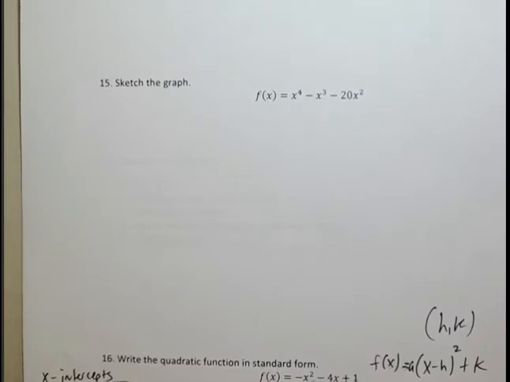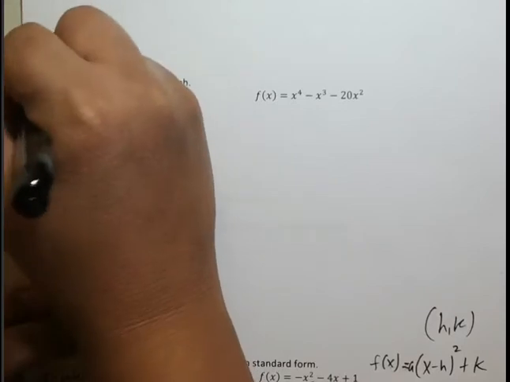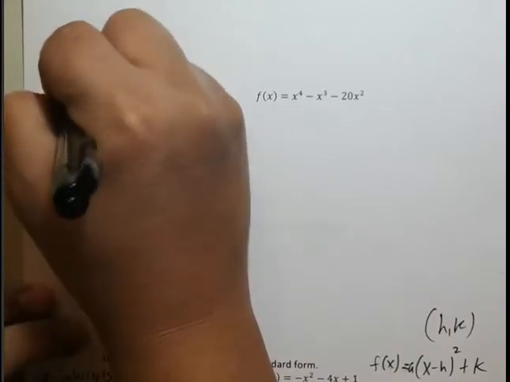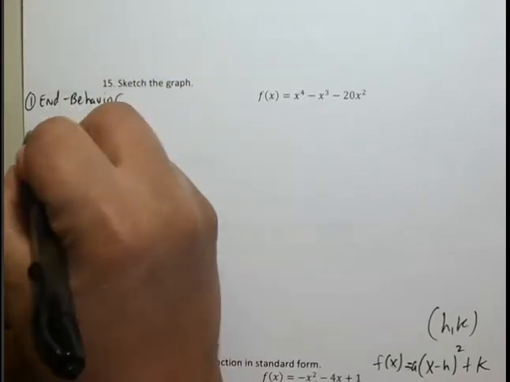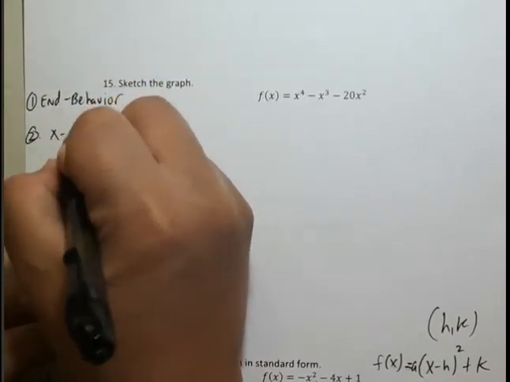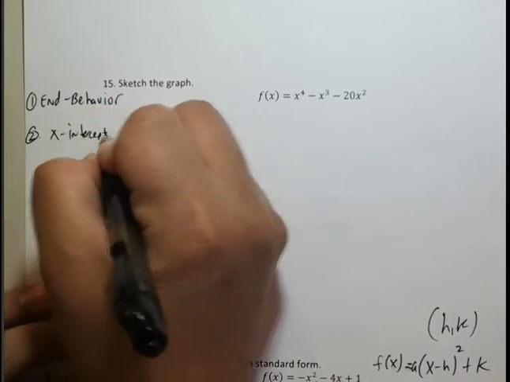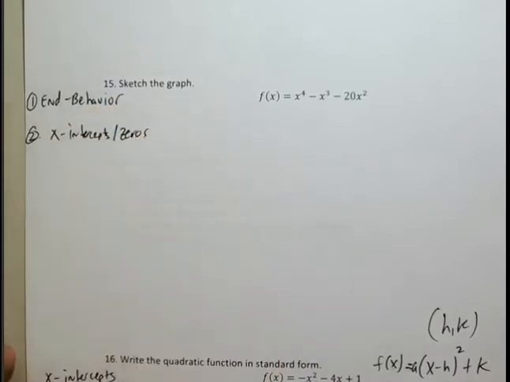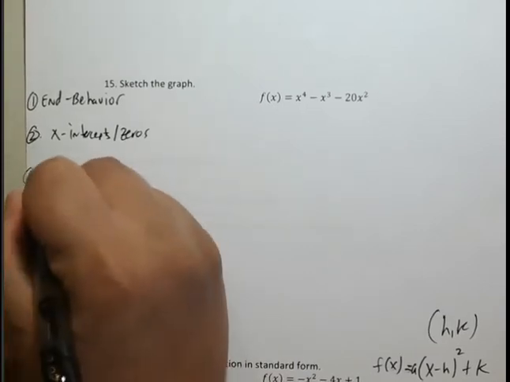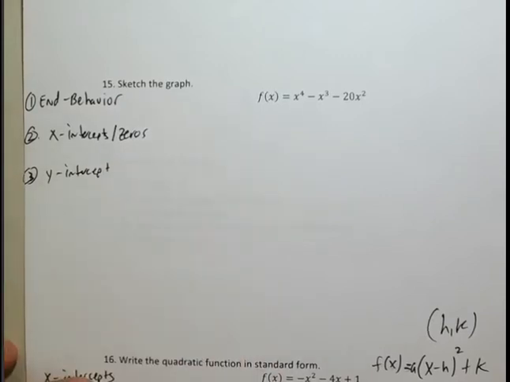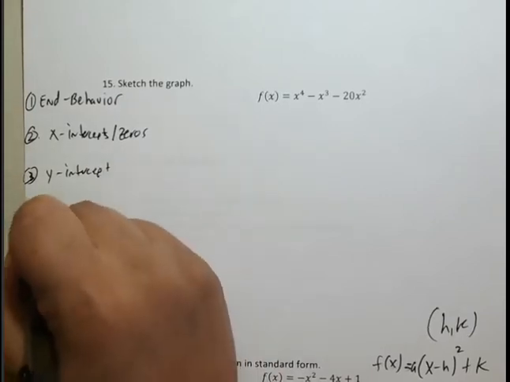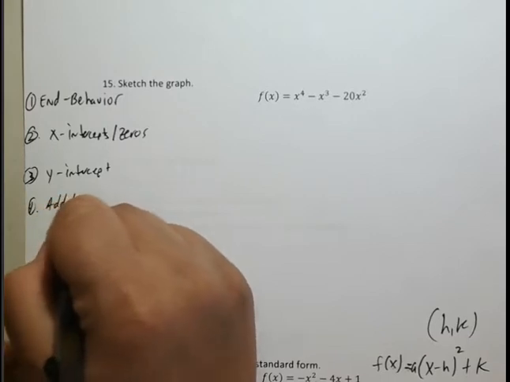Sketch the graph. Okay. So in order to sketch the graph, you need to do a couple of things, right? Number one, the end behavior will be helpful. Number two, the x-intercepts or zeros. Number three, the y-intercept. And number four, you want to plot additional points.